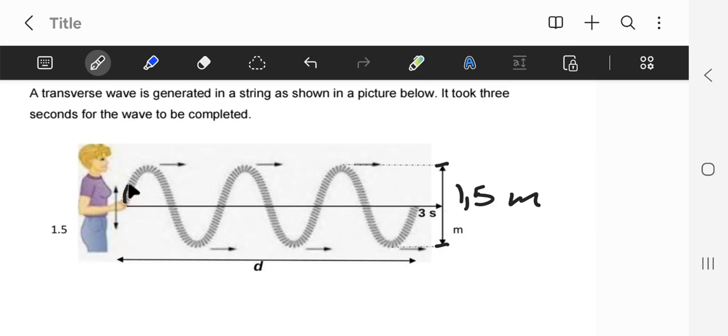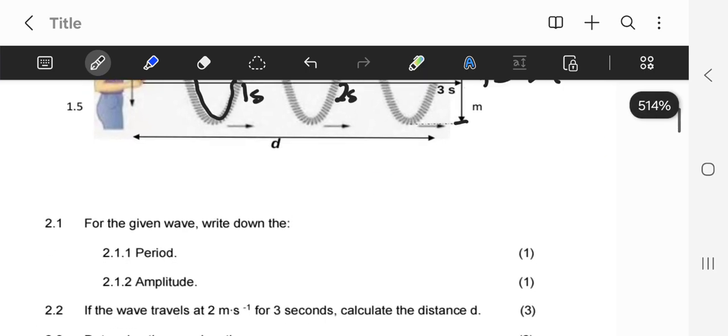So this point up to here, that is one wave cycle, right? And if it took 3 wave cycles 3 seconds to travel, it means one wave cycle travels for 1 second. So the first wave 1 second, and when we have another wave there, it's gonna be 2 seconds, and when we have the third wave, it's gonna be 3 seconds. So the period is the time taken for one complete wave cycle. So one complete wave cycle is gonna take 1 second. So the period is going to be 1 second. All right, that's the answer that we'll have here.